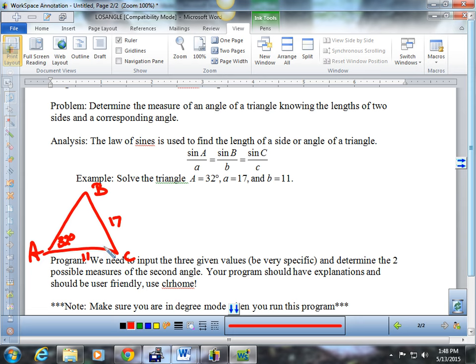Can I use law of cosines though? No, I need all 3 sides or 2 sides and an included angle. I can't use law of cosines. If there was an option, I would use it, but there's not. Okay, so what is my law of sines going to look like for this one?